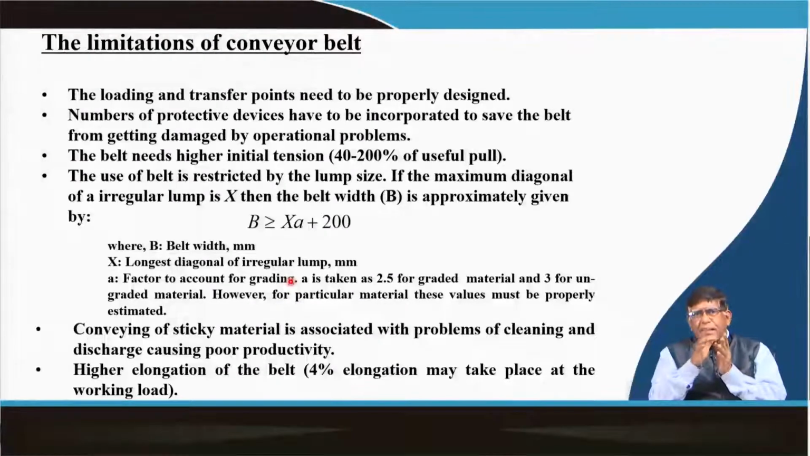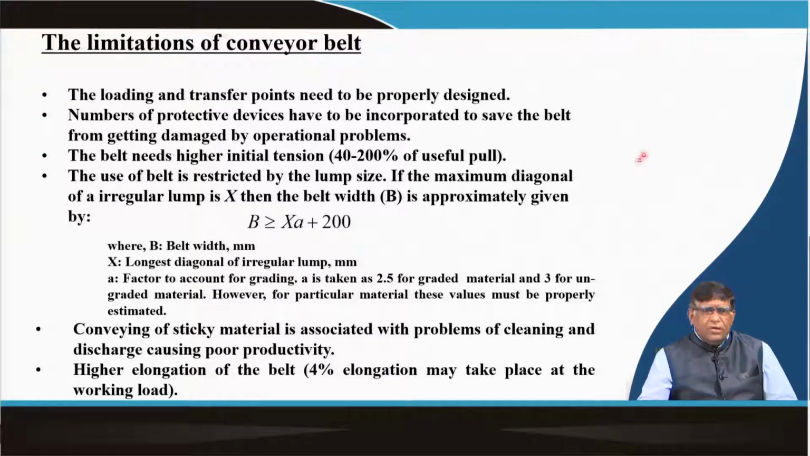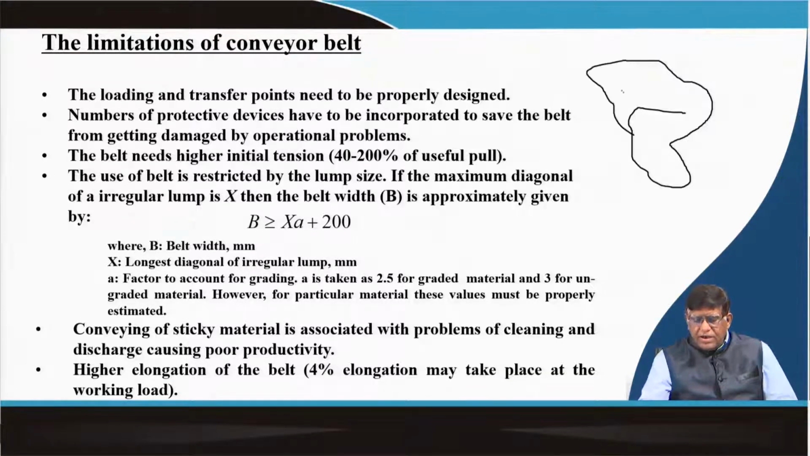So this formula you can remember: if B is the belt width, the belt width must be greater than this X, where X is the longitudinal distance, because any lump coming may be of irregular sections and things like that. Whatever the longest distance is, that is your X.